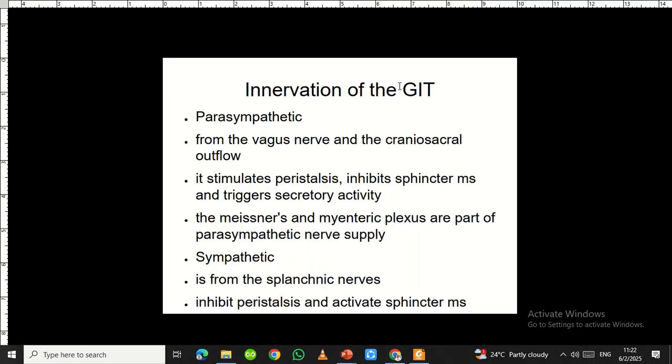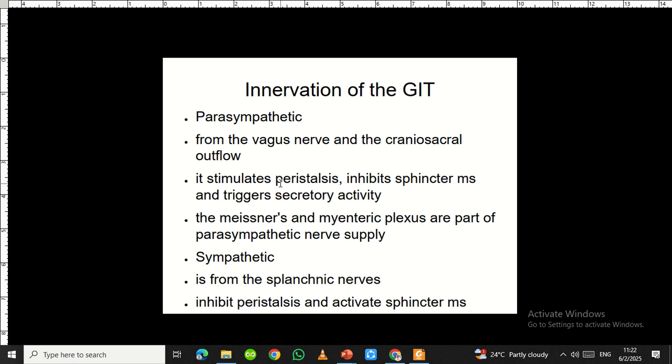So let's basically take a look at the innervation of the GIT. The GIT is going to be innervated by the parasympathetic system, and that is going to be stimulatory, and then the sympathetic system is going to be inhibitory, right?